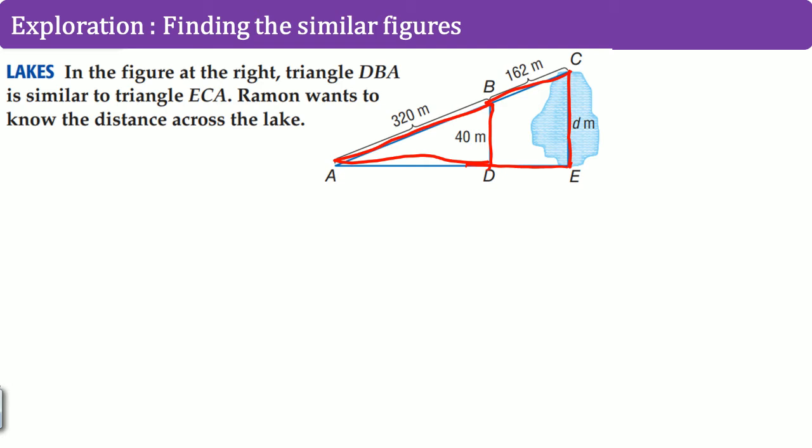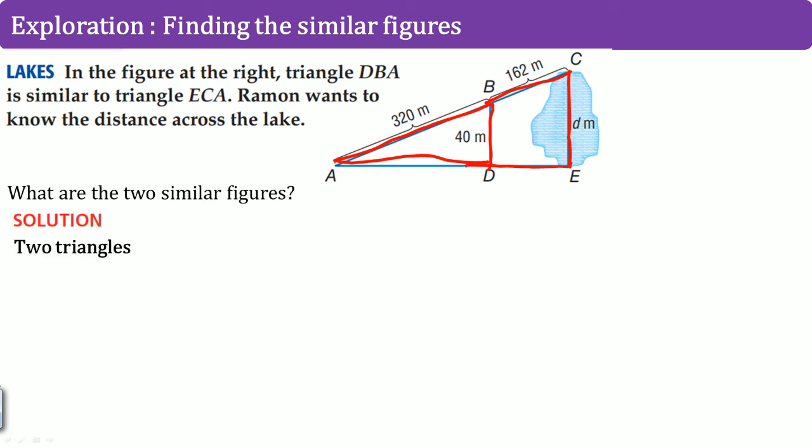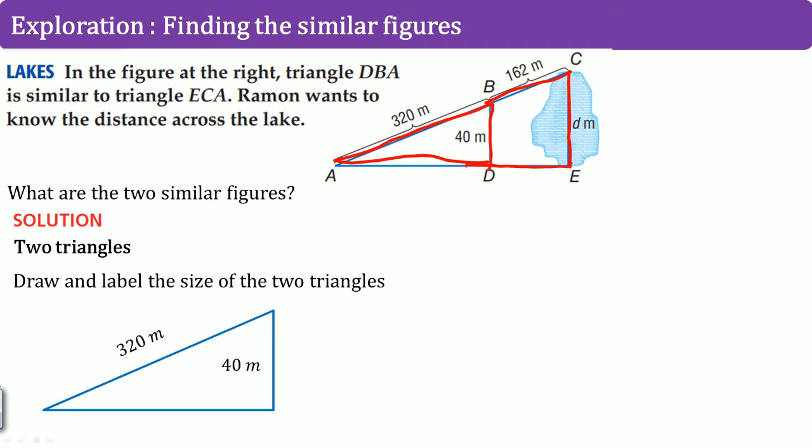The way you approach this problem is that you need to be able to see what are the two similar figures. And they actually said it. The solution: there are two triangles because it says it right there. Triangle DBA is similar to triangle ECA. So draw and label the size of those two triangles that they talk about. The first one was your DBA triangle. Triangle DBA, and these are its measurements. It was 40 here, and this is 320 meters from A to B.